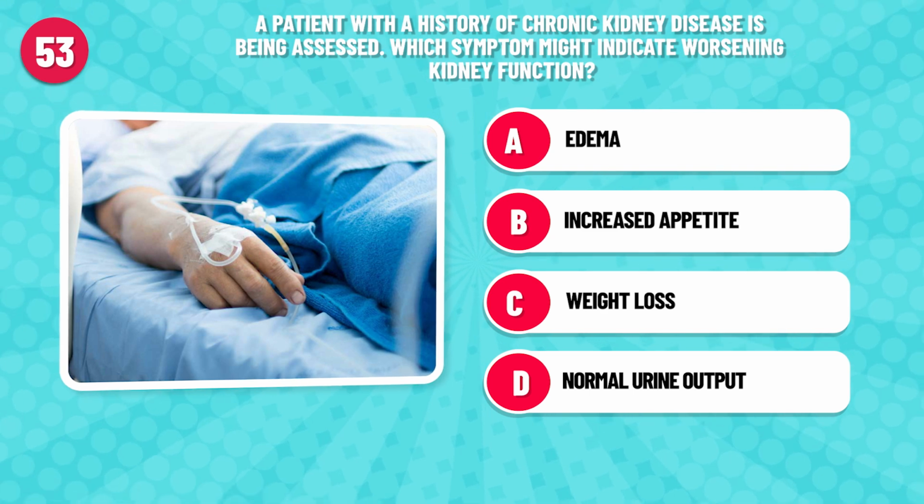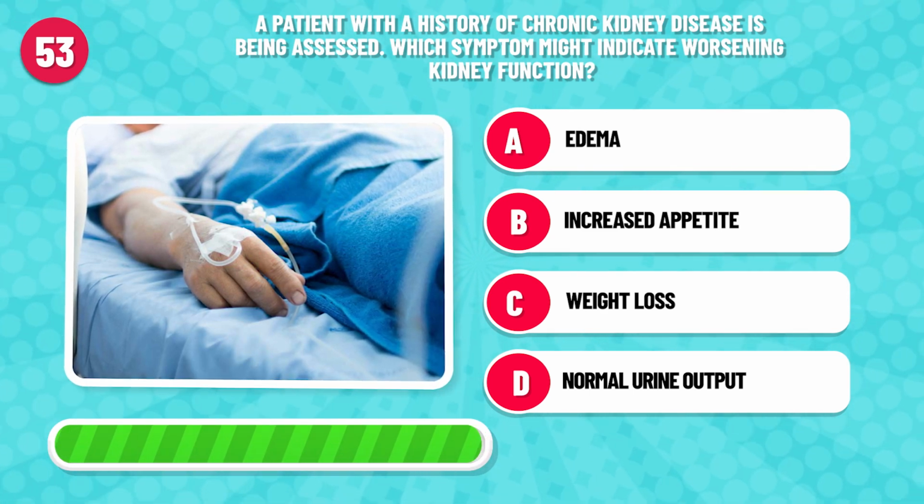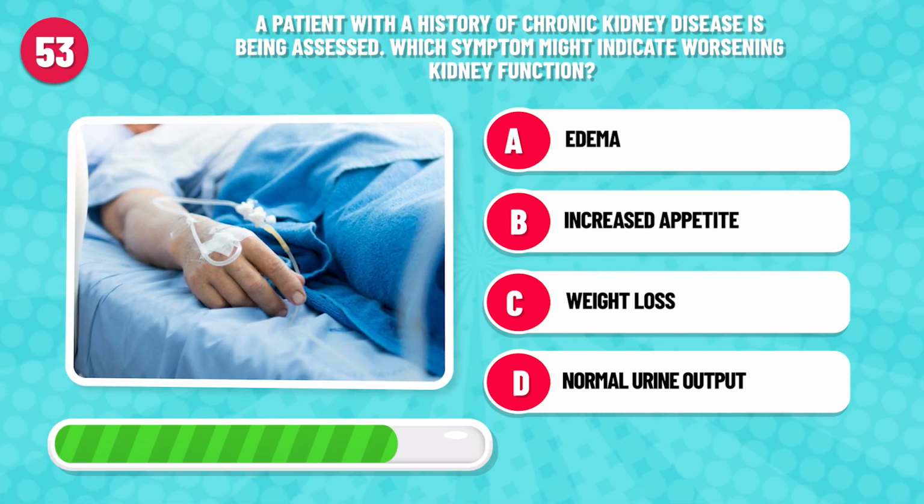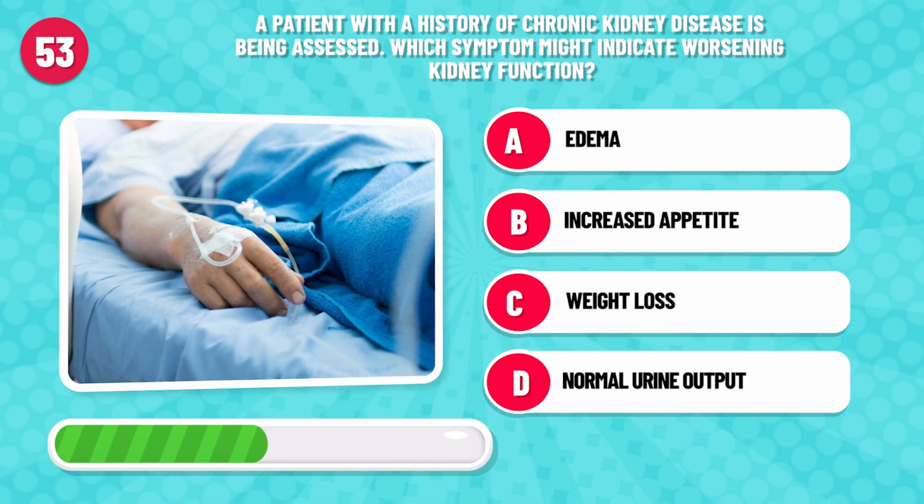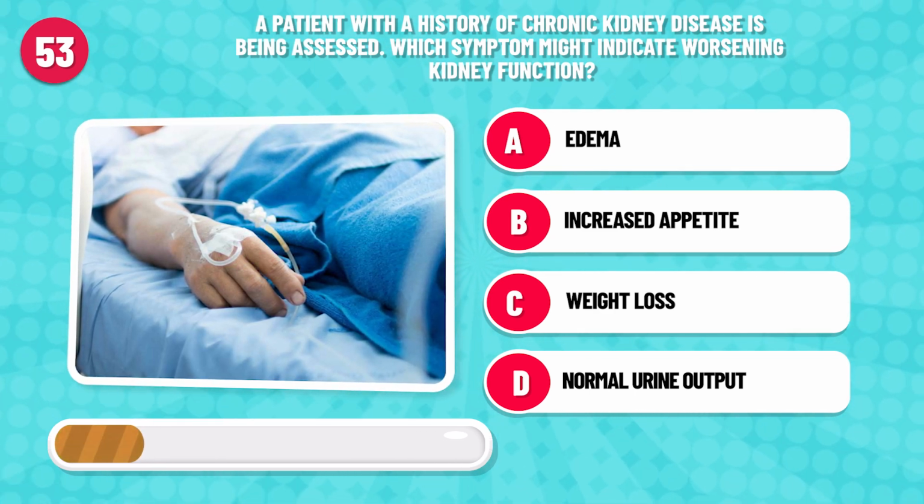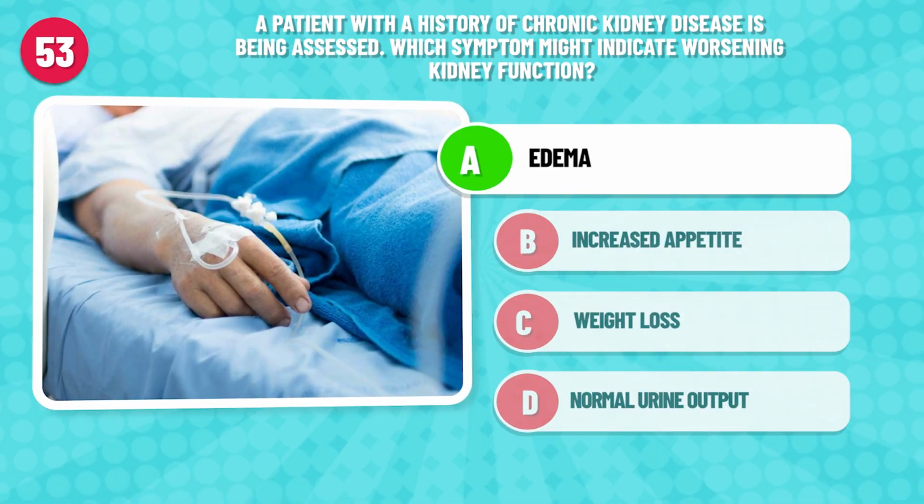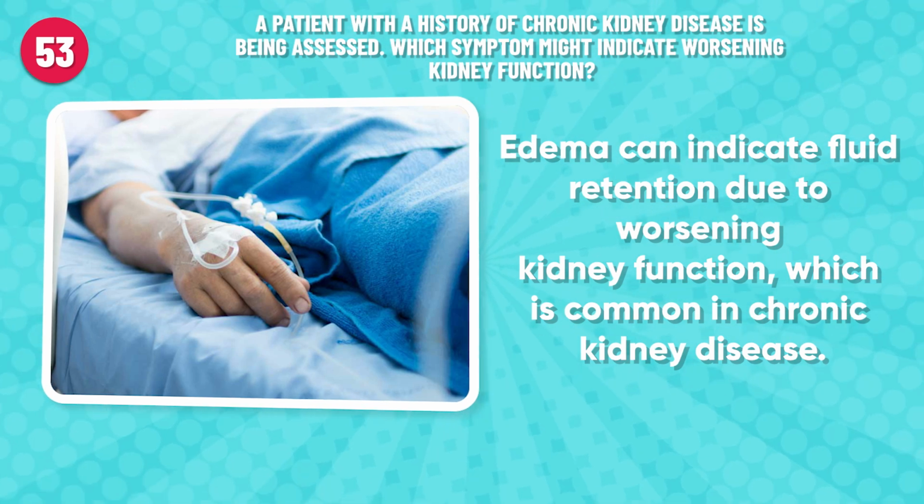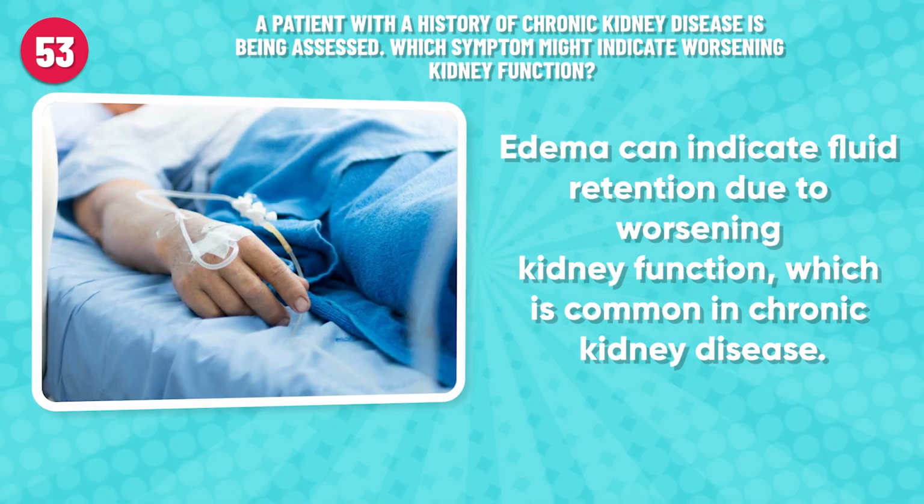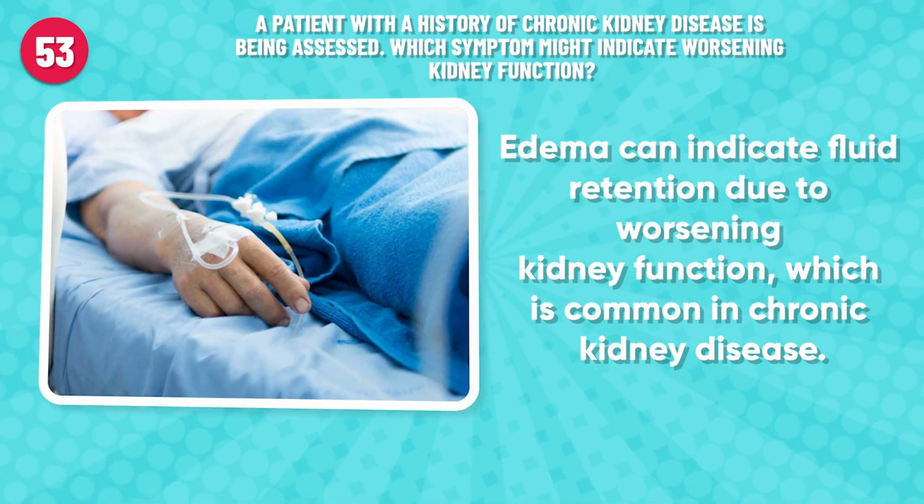A patient with a history of chronic kidney disease is being assessed. Which symptom might indicate worsening kidney function? It's A. Edema. Edema can indicate fluid retention due to worsening kidney function, which is common in chronic kidney disease.